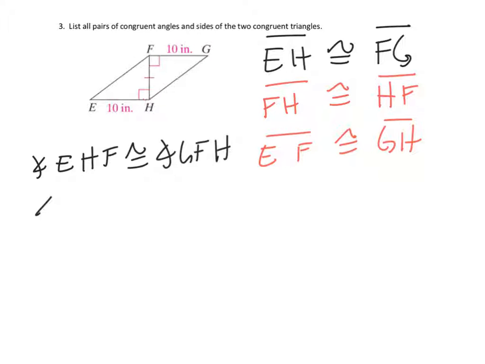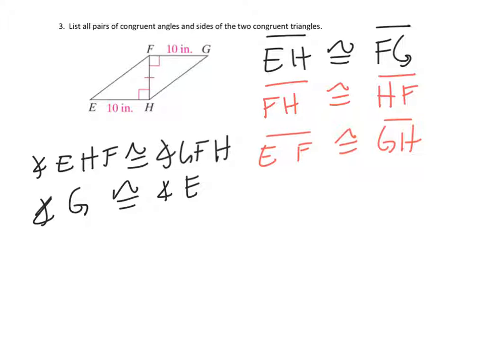So those are the two 90-degree ones. That's easy enough. The outside ones. G is going to match E, right? So angle G is congruent with angle E. And then, what else do we have?